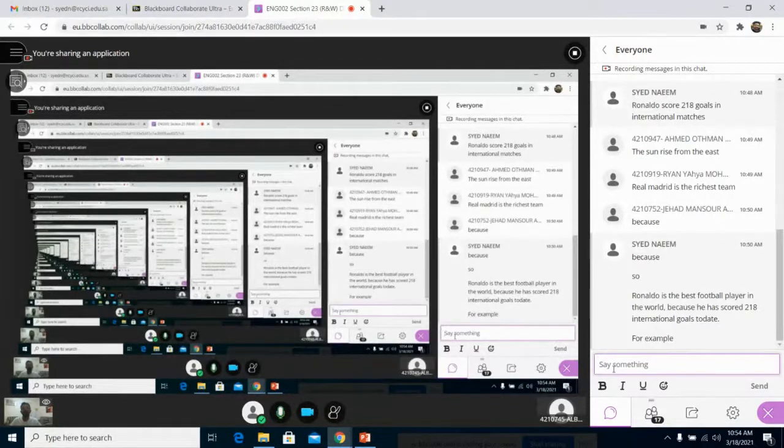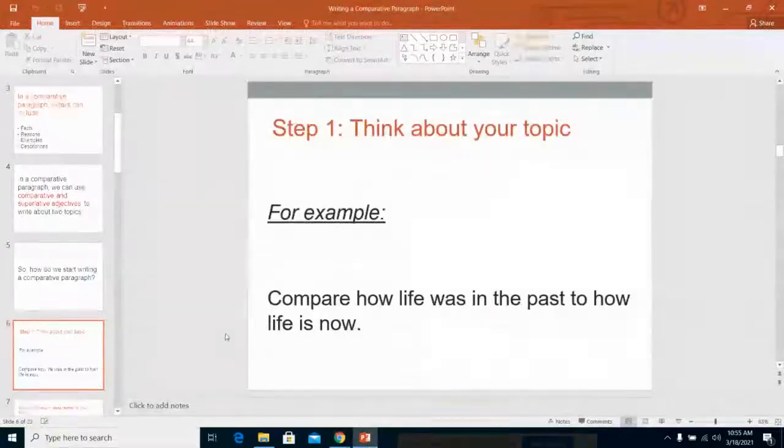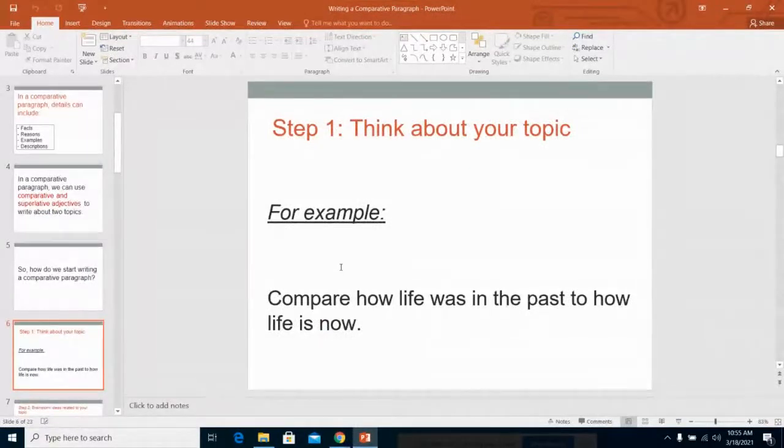Thank you. Any other student can come up with an example of life from the past and life now? I think the past was better because everything was simple and easy. Everything was simple and easy. Yes. Now we are living in a complex scenario. All right, excellent. MashaAllah, very good. You are coming up with very good examples. So now we have a topic. Let's start writing on this topic.